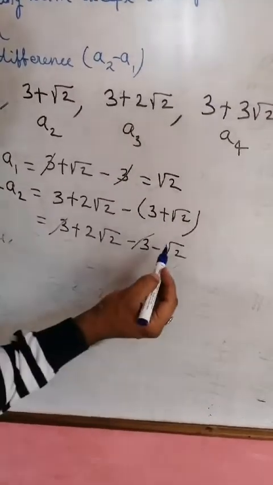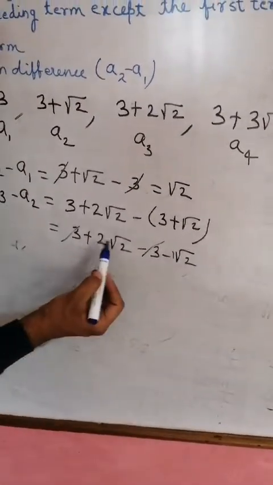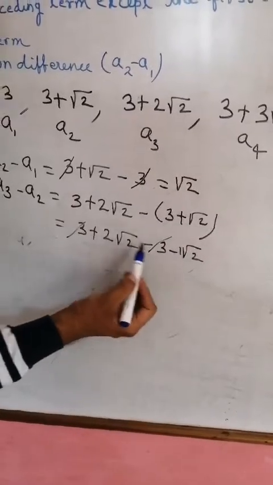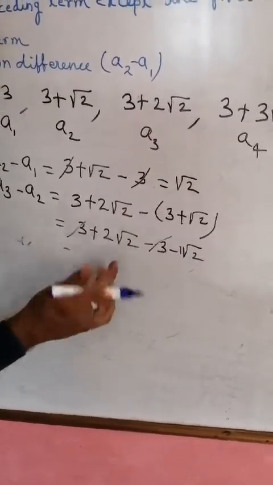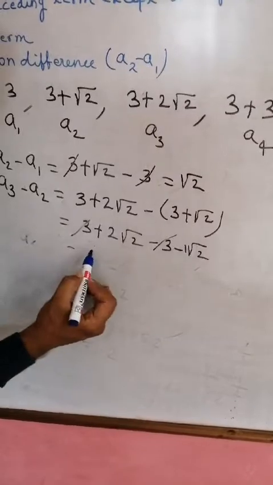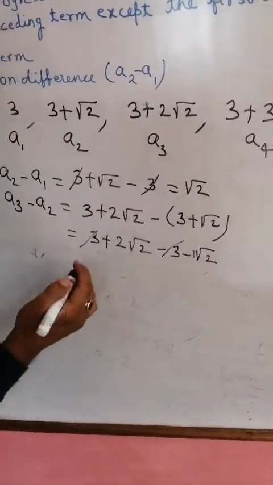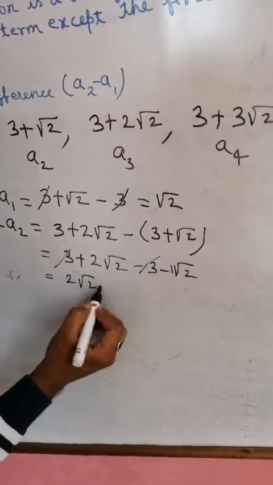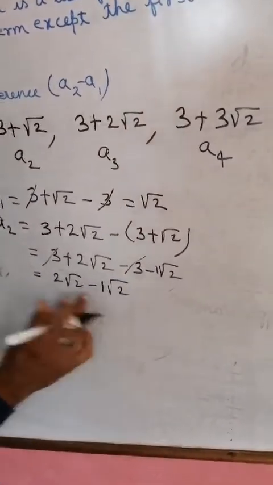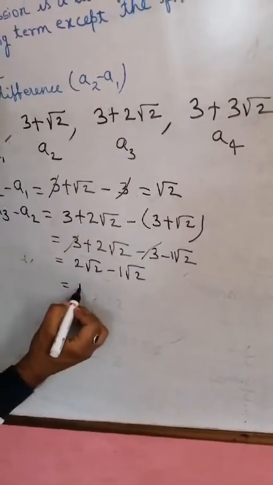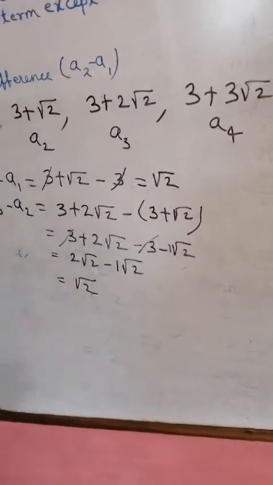For your understanding, you take here 1. Now 2 minus 1. So it will be how much? That is 2 root 2 minus 1 root 2. We'll write here 2 root 2 minus 1 root 2. Now 2 minus 1 is 1 root 2. The 1 root 2 means root 2.